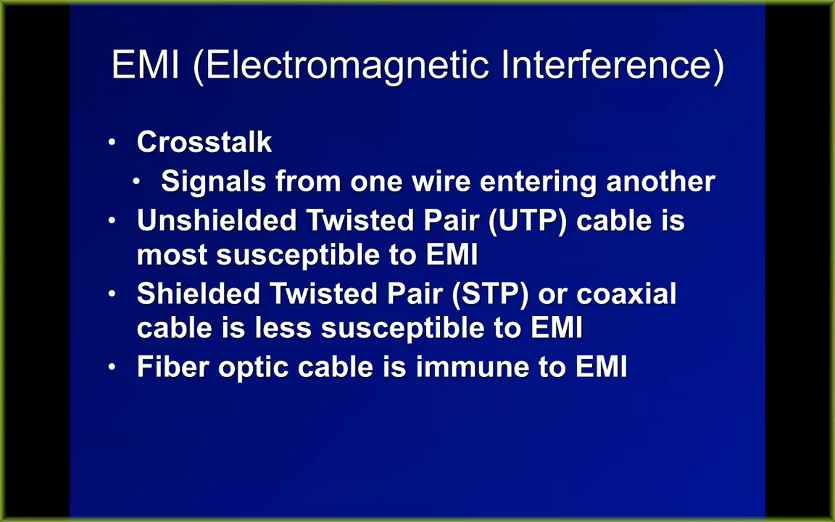Shielded twisted pair or coaxial cable is much more resistant because there is a braid on the outside that is at ground that attenuates the electrical signals from the outside, and fiber optic is considered completely immune to electromagnetic interference because the pulses of infrared light passing through the glass are not affected by any electrical signal from the outside.